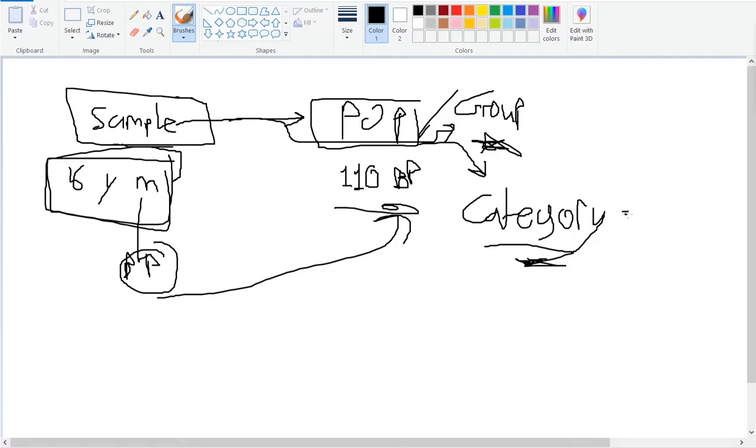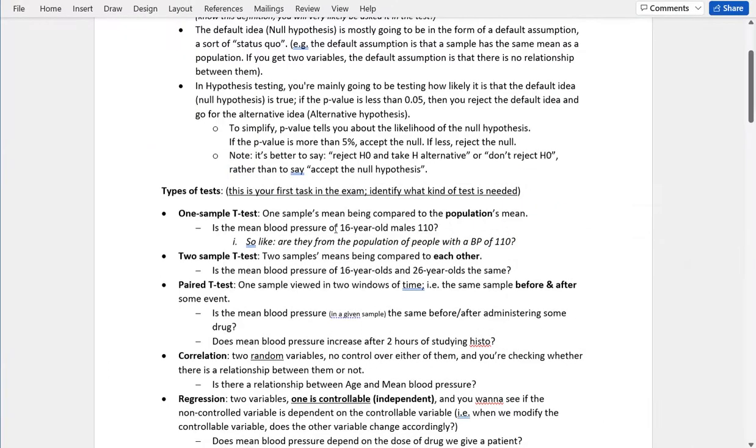Comparing the sample with some sort of category. This category is folks with 110 blood pressure. Are they within that category or not? And you would run Excel to find that out. So that is a one sample t-test. Is the mean blood pressure of 16-year-old males 110? Like, are they from the population of people with a BP of 110?